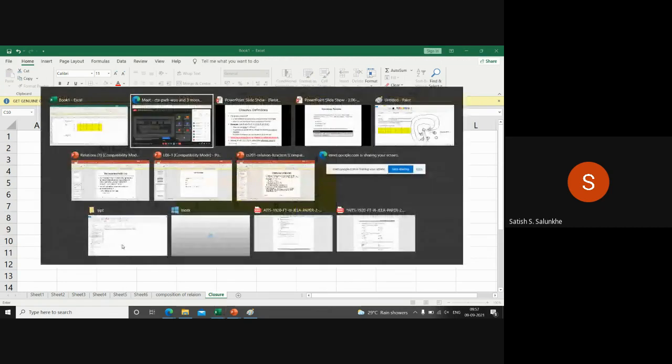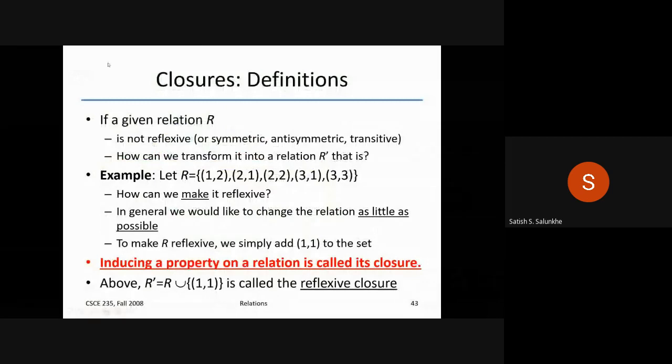Okay, to answer this, let me come back here. How do we make a relation reflexive? In general, we will change the relation as little as possible. To make the relation R reflexive, we simply add elements to the set, inducing a property on a relation. Inducing a property means what? Forcefully we are transforming a relation to satisfy that property, so that the resultant relation that we get satisfies the property, and it is called a closure. So in the above example, by adding that element, we get a reflexive closure.